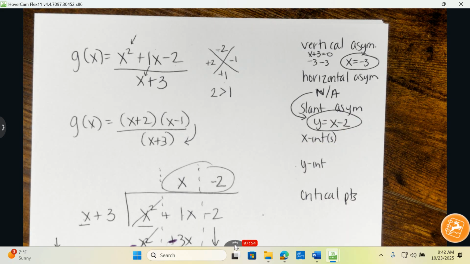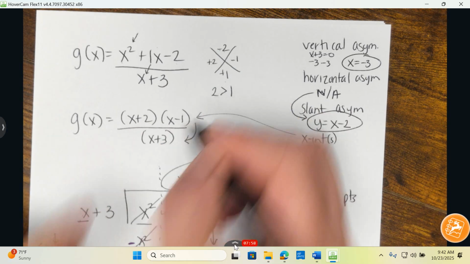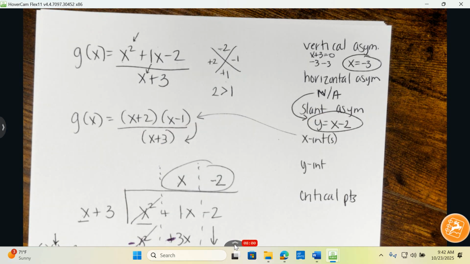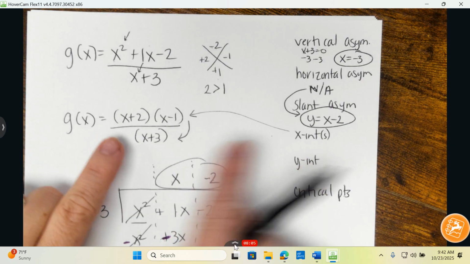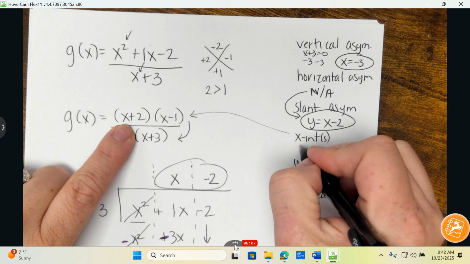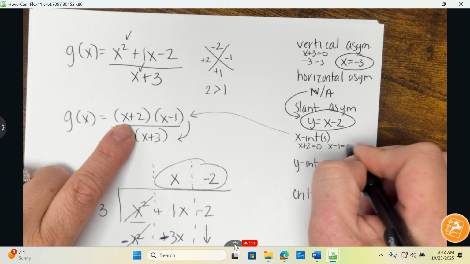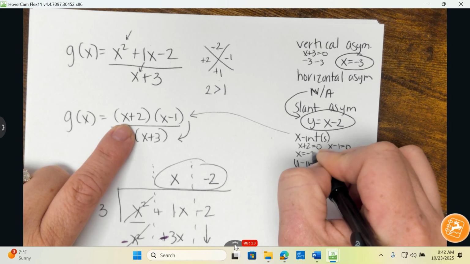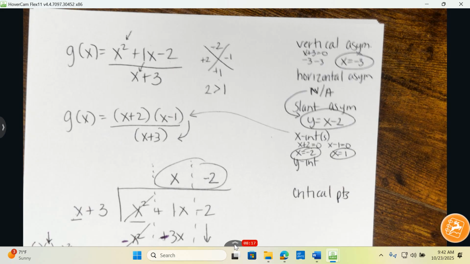How do we determine x-intercepts? In factored form, the x-intercepts always come from the numerator, just like vertical asymptotes come from the denominator. So I'm going to set each one of these quantities equal to 0, and I'm going to solve. So x plus 2 equals 0, and x minus 1 equals 0. And in doing so, I have an x-intercept of negative 2 and another x-intercept of positive 1.